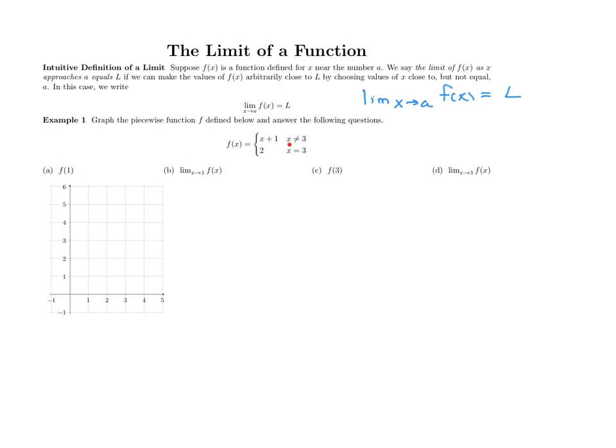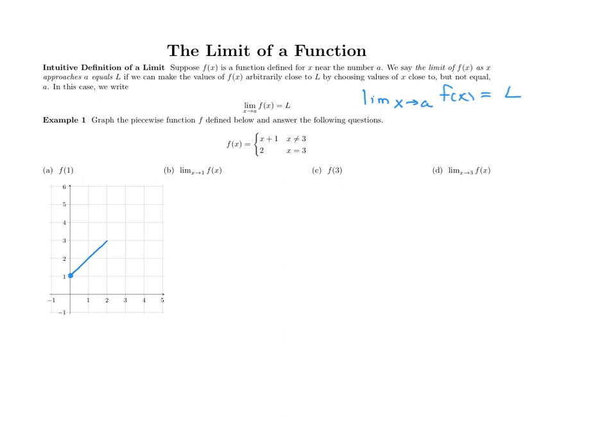So for the most part, as long as you're not equal to 3, your function is the line x plus 1. That is, it has slope 1 and a y-intercept of 1. So it's pretty easy to sketch. You can plot the y-intercept. The slope is 1, meaning that it goes up 1 and over 1. So your line looks like this.